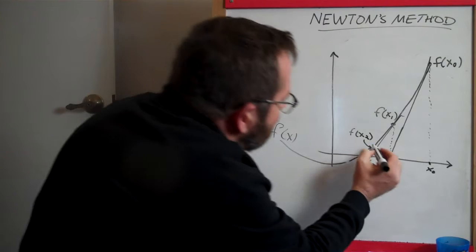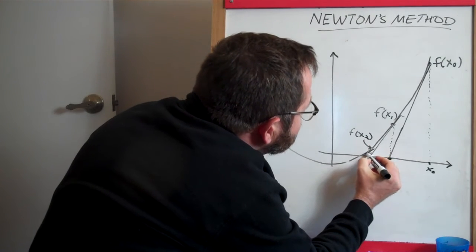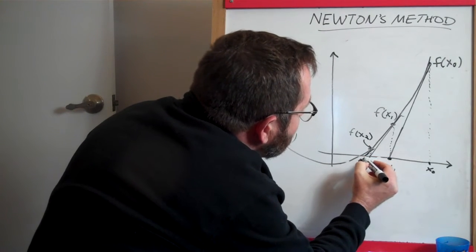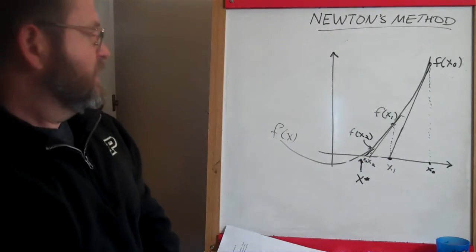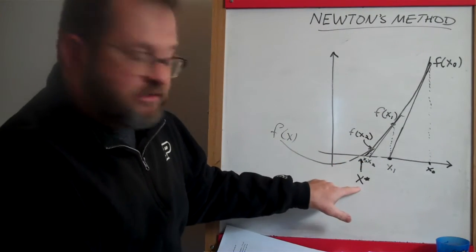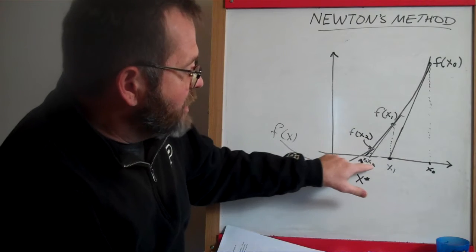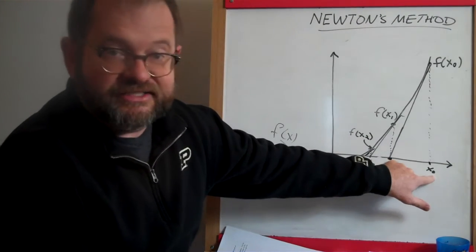Well, you can see what we're going to do here now. I won't use my paper this time. I'm going to draw another little tangent line in there. And that place now is x3. x3 is not x star, but it's closer to x star than x2 was, or x1, or x0.